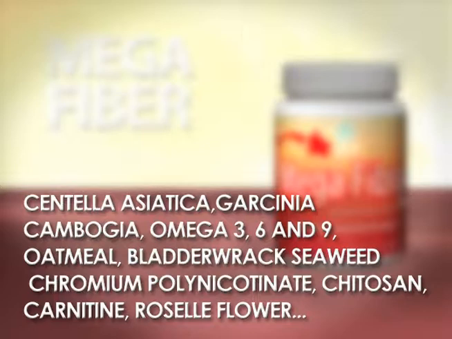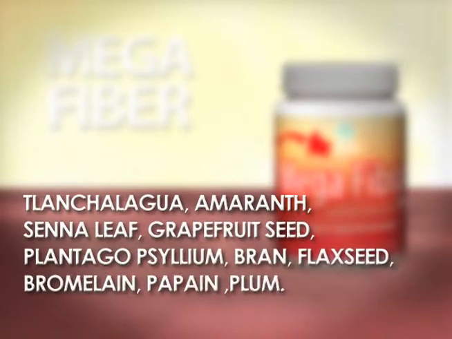Bladderwrack seaweed, chromium polynicotinate, chitosan, carnitine, roselle flower, calendula, amaranth, senna leaf, grapefruit seed, plantago psyllium, bran, flaxseed, bromelain, papain, plum.